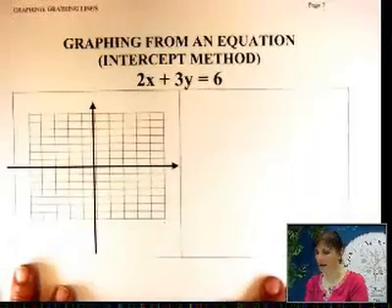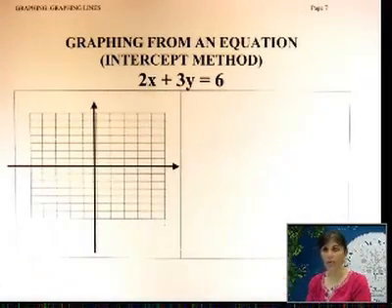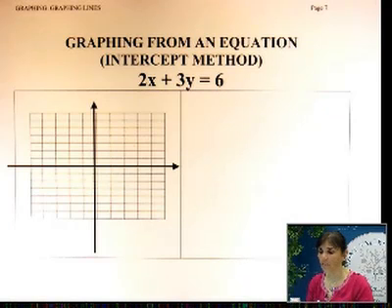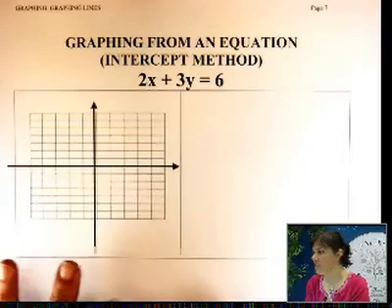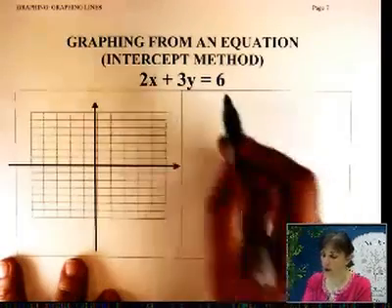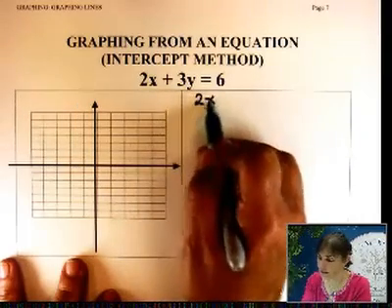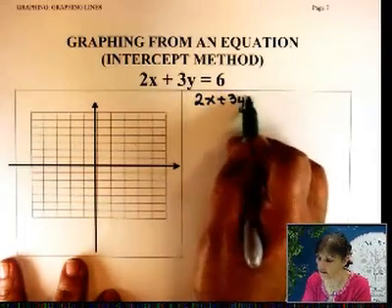Okay. Now, the next step: they may give you an equation in standard form and ask you to graph it using the intercept method. What that means is a bit more complex. They are telling you to use the x and y intercepts. Here's my equation, 2x plus 3y equals 6.